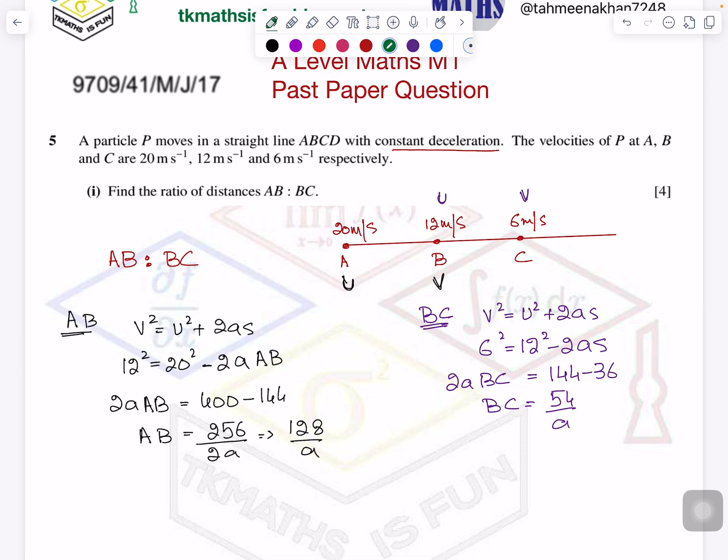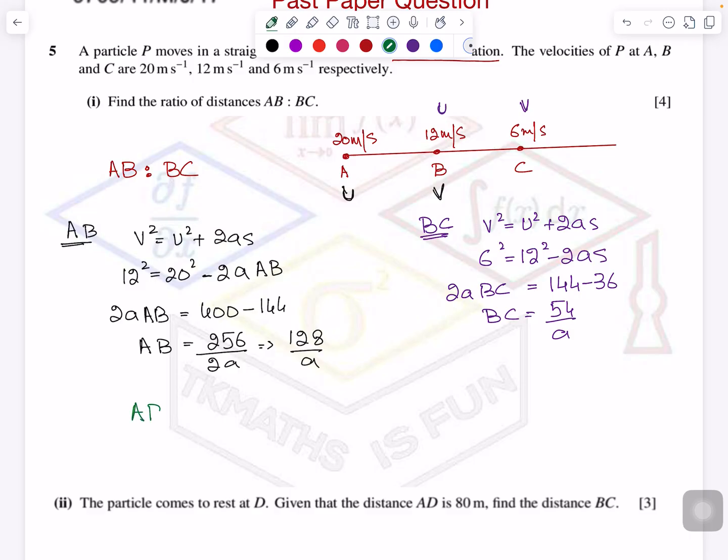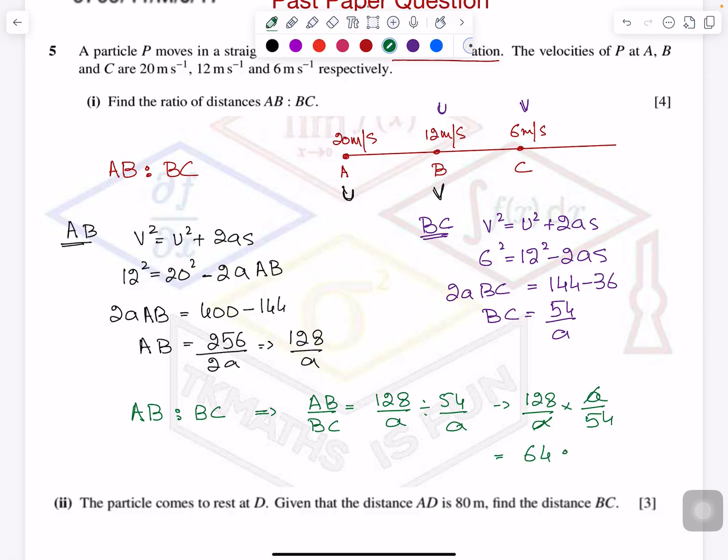So now I have to find out the ratio of AB to BC. So AB to BC can be written as AB over BC. So AB is 128 over a divided by 54 over a, right? So then it will become 128 over a times a over 54. So what did you get? 128 divided by 54 is, use the calculator, correct, 64 over 27. So it can be written, because the question is saying AB to BC, so please write in the same language. 64 is to 27 is AB is to BC.